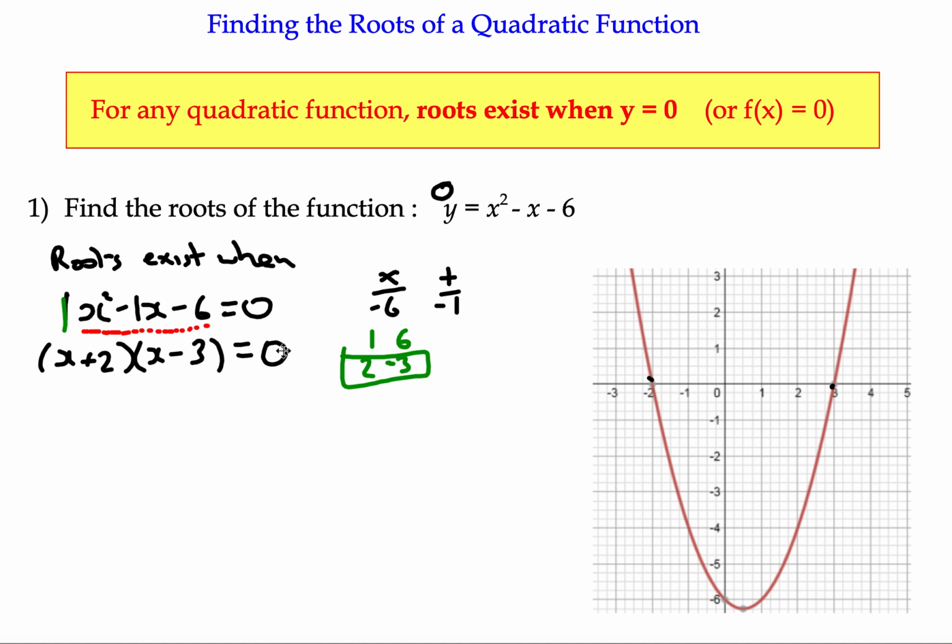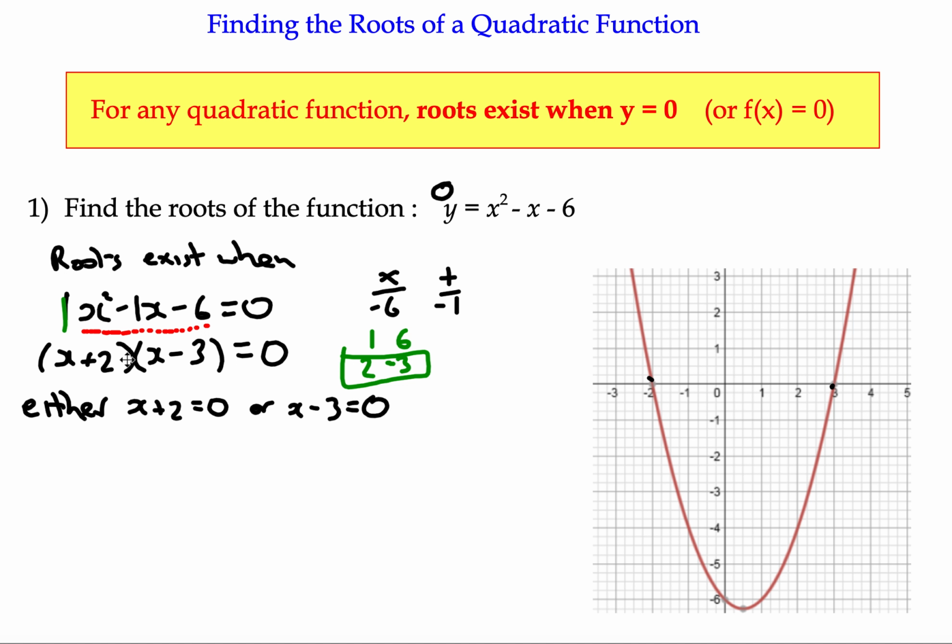What two numbers multiply together to give you 0? Well, if I tell you I'm thinking of two numbers and the product is 0, one of them has to be 0. At least one of the numbers has to be 0. So what we're saying here is we can write down either x plus 2 equals 0 or x minus 3 equals 0.